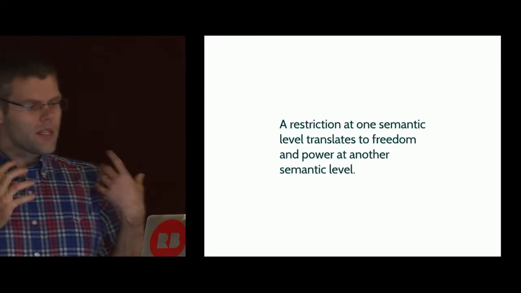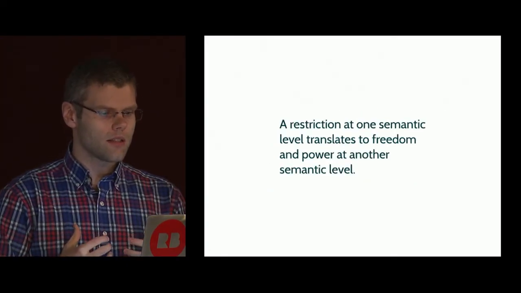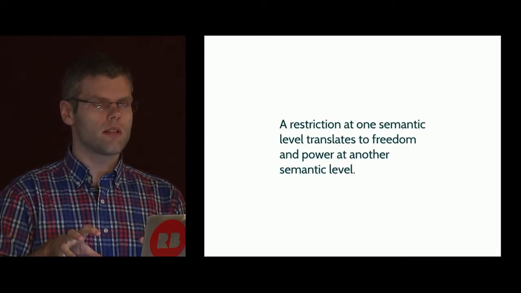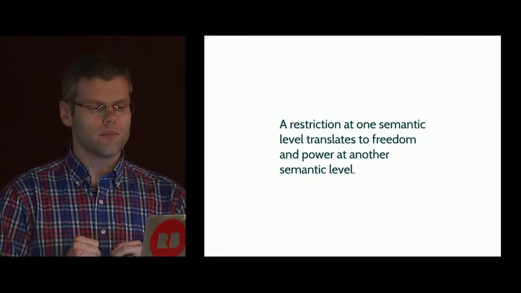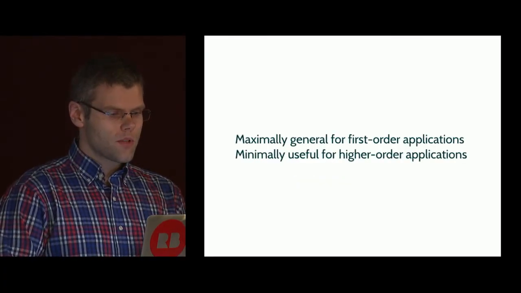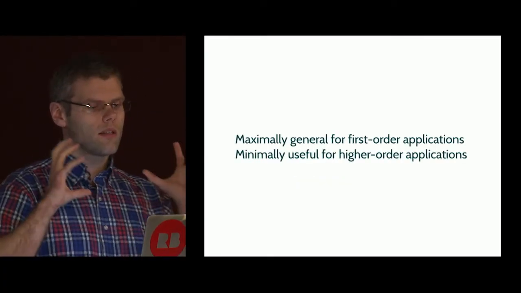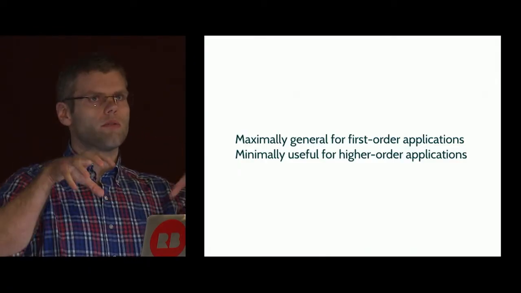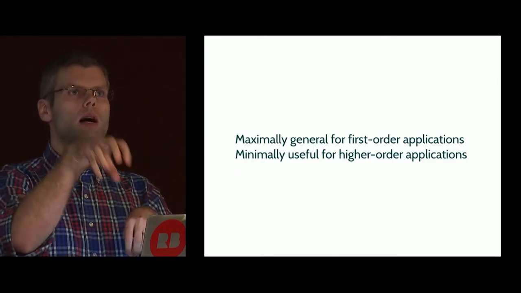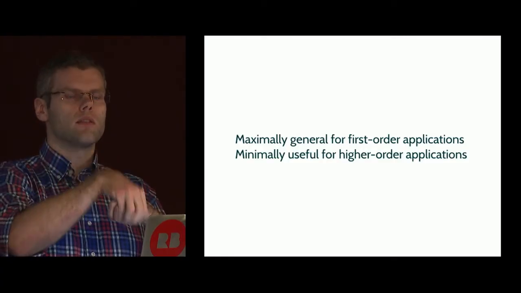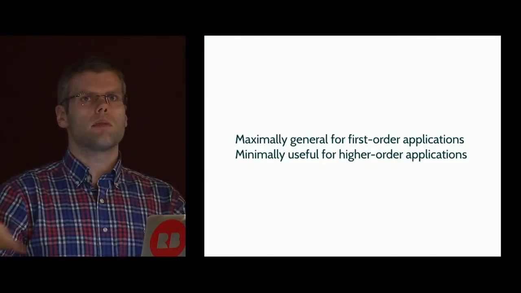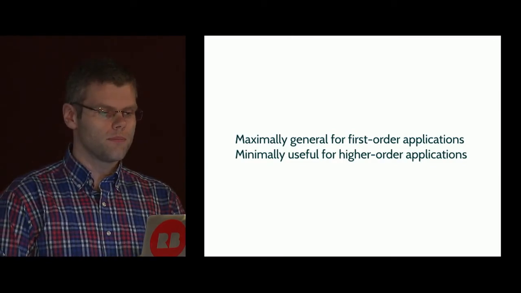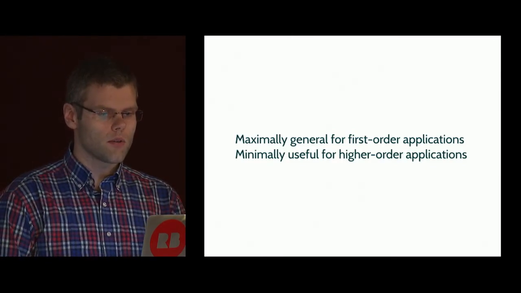So all of these things have in common that a restriction at one semantic level translates to freedom and power at another semantic level, right? So if you make something maximally general for the first order application, you reach for the most power that you can when you're building the immediate thing, then you minimize your possibilities for composition and for reasoning about higher order applications.